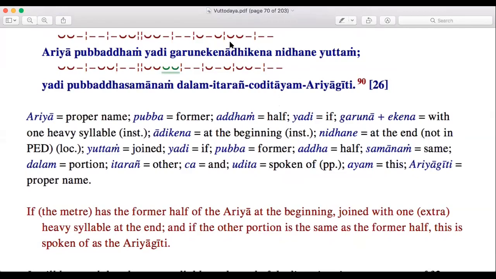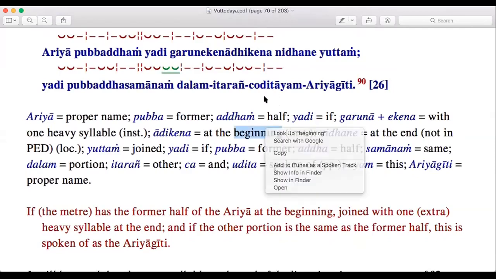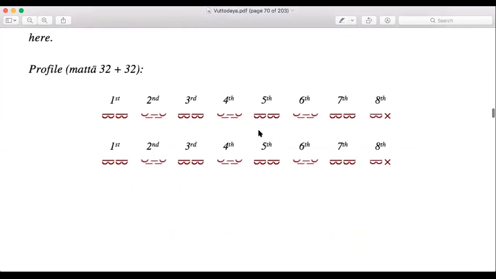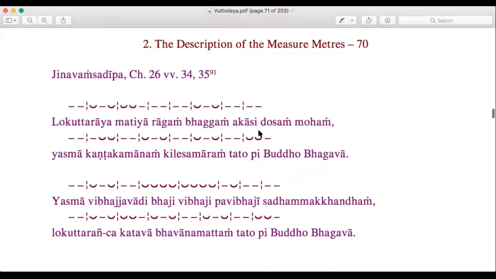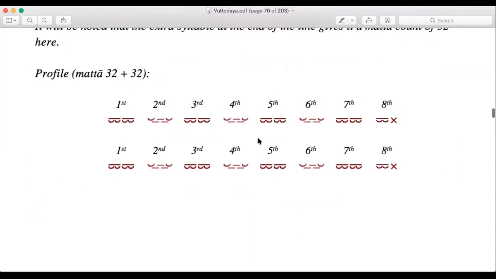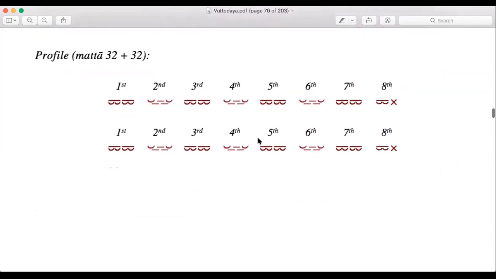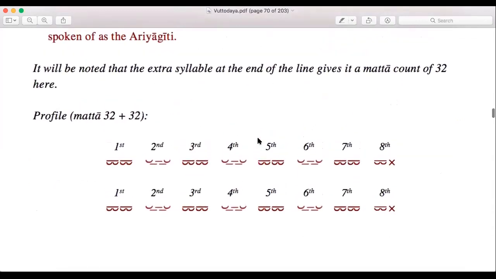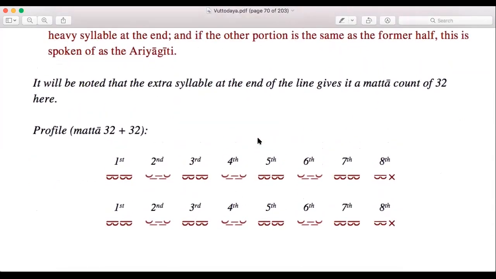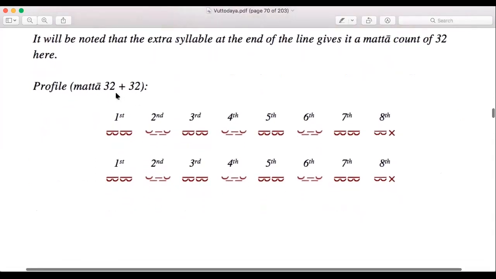Right. Then we have successfully finished the Giti group. So there are two more examples here. For those who are interested in matta count, here matta count is given in both halves. There are 32 mattas, because we know in normal Arya first half there are 30 mattas, 30 moras.